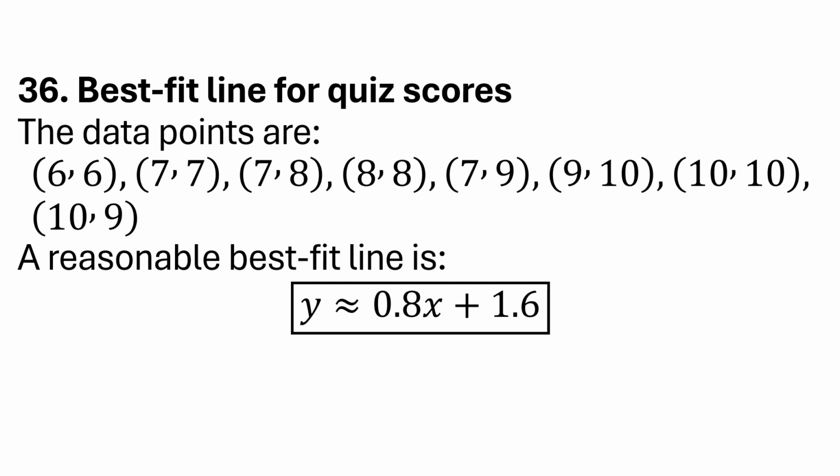The points show a positive relationship. As the predicted score increases, the actual score also tends to increase. A reasonable line of best fit is y approximately equals 0.8x plus 1.6.